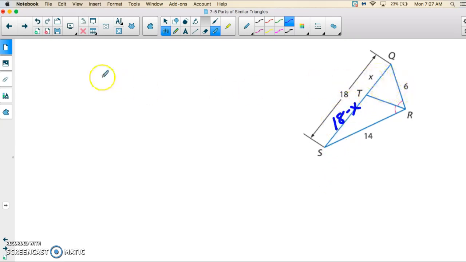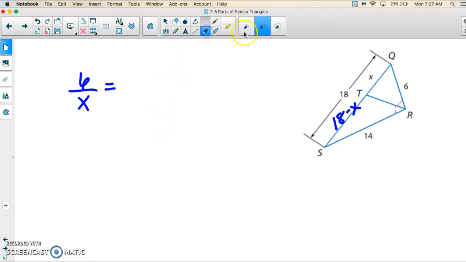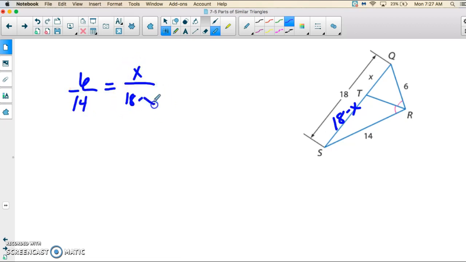So when we set this up, it's going to be 6 over X is equivalent to, and you know what, I was just thinking, would this make more sense if we kept it to the sides? So 6 corresponds to 14 is equal to X over 18 minus X. Just to keep it the same as the theorem, but we've learned in the past that you can set it up anyways. So go ahead and take a moment, cross multiply, and see what you come up with.